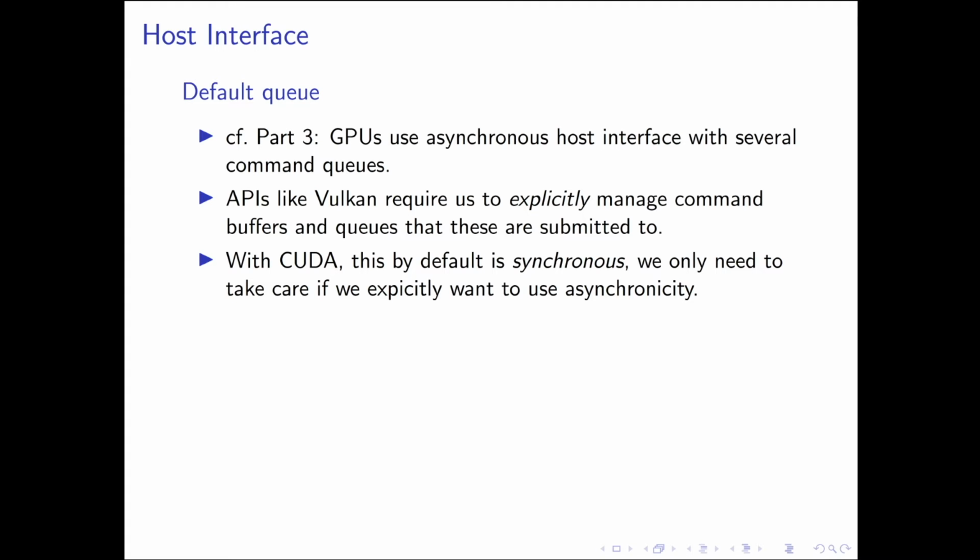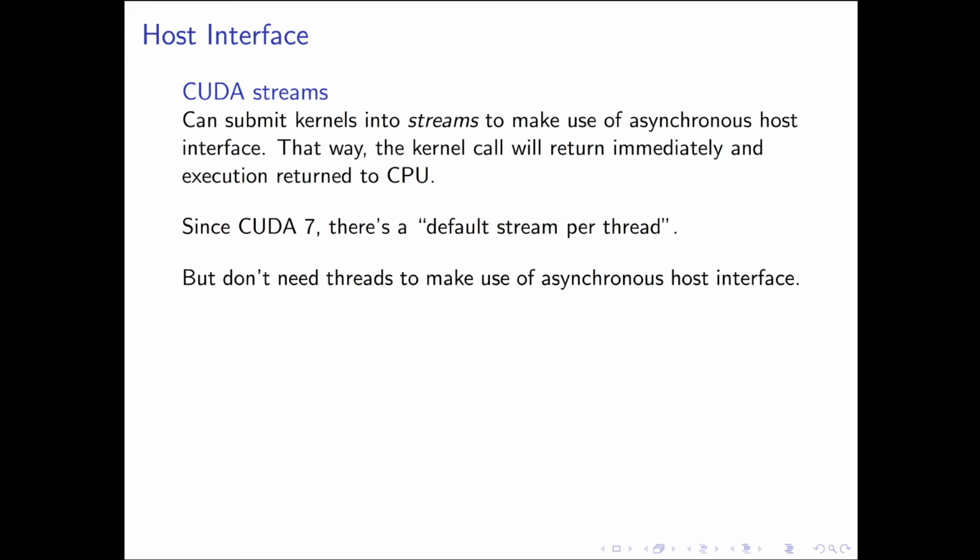Well, with CUDA, if we don't care, then we just get a synchronous host interface. And if we do care, then we can use something called streams to submit into non-default queues. So with CUDA, there are those objects that are called streams. And since CUDA 7, when we're using a multi-threaded application, we can also make use of the asynchronous host interface, in that each thread will have its own default stream that compute kernels are submitted into. So we can make use of the asynchronous host interface by using multi-threading.